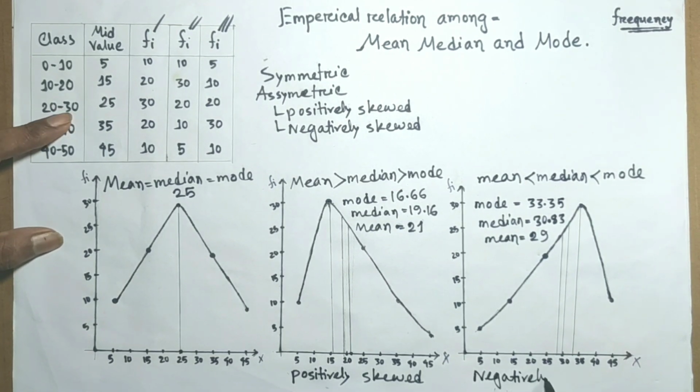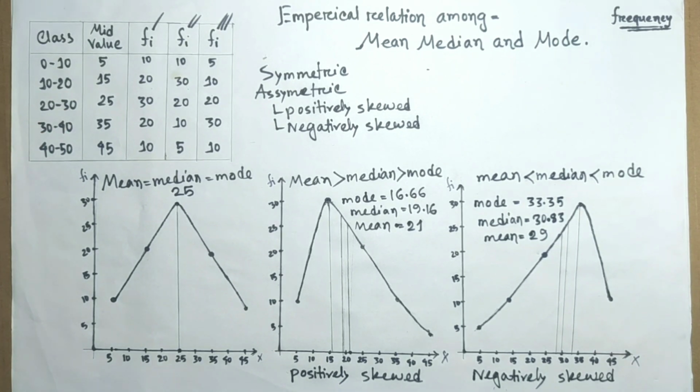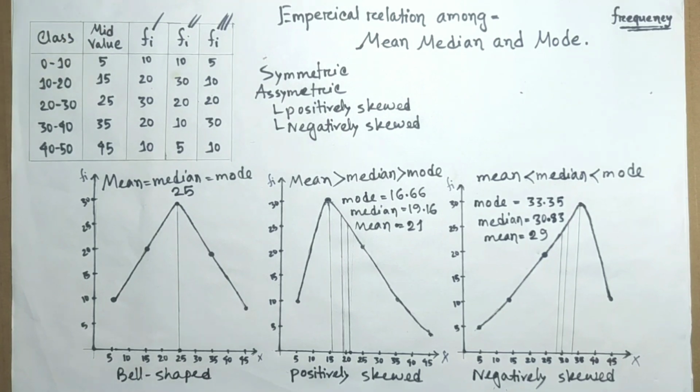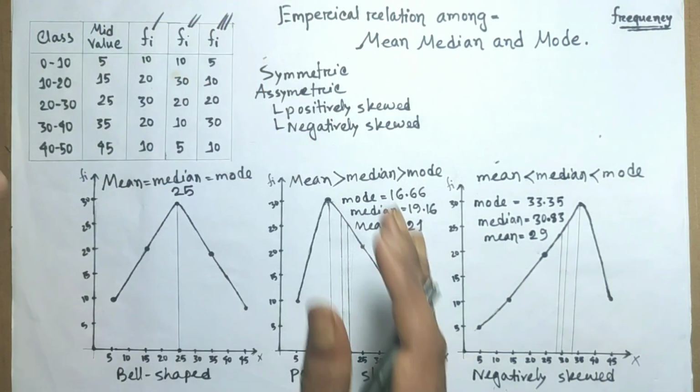And as you can see, the first graph is a bell-shaped curve. So this is a simple presentation of the relation of the mean, median and mode for a single set of data, along with different frequencies.